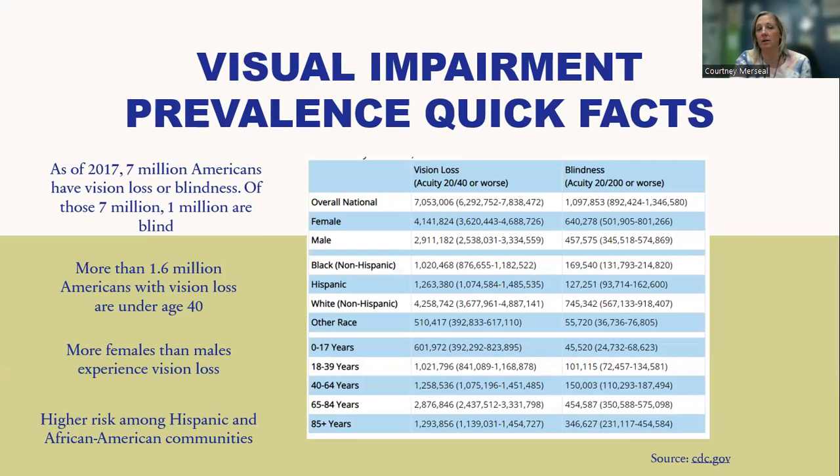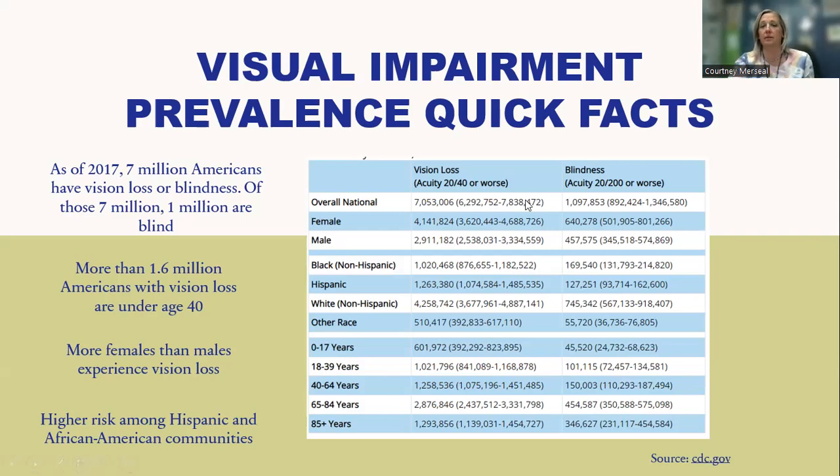1.6 million Americans with vision loss are under the age of 40. So a lot of people tend to think that blindness comes with age. There is still a large amount of people that have become blind or are born blind under the age of 40. More females than males experience vision loss. And then vision loss is very much so more prevalent in Hispanic and African American communities.